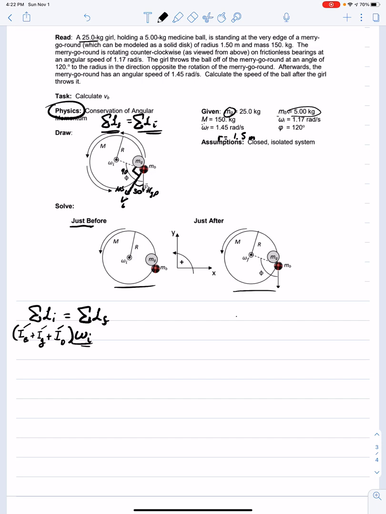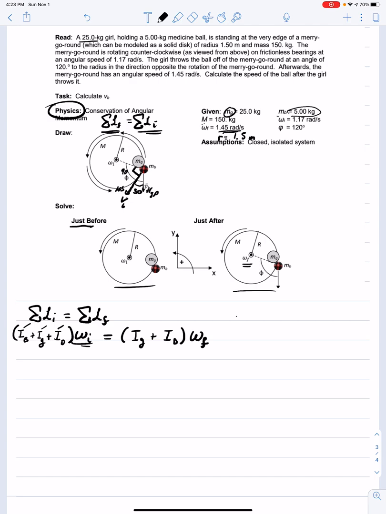Okay, so that equals... right after they leave, we now have a system that has the girl and the cylinder and the solid disk together. So we have the moment of inertia of the girl plus the moment of inertia of the disk, and it has a final angular velocity, as you can see here. And it also gave us a final angular velocity.